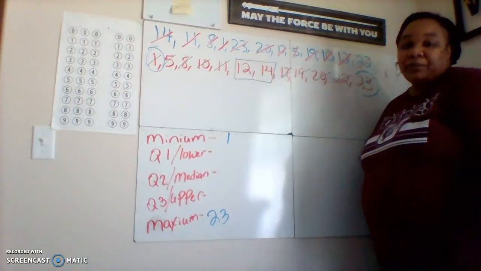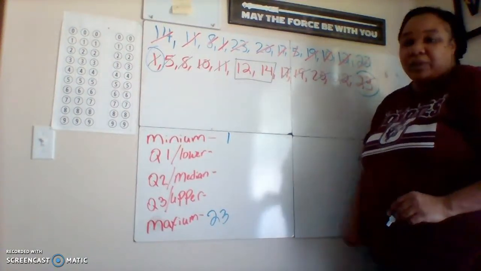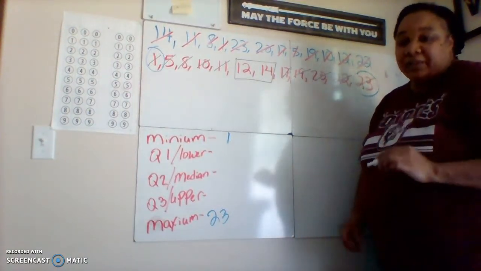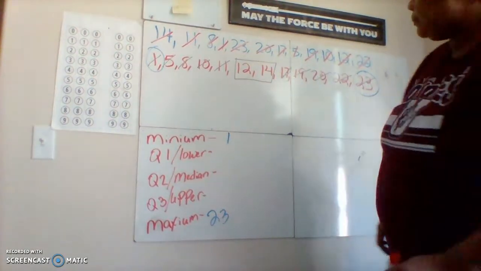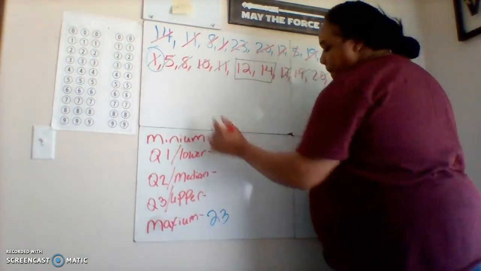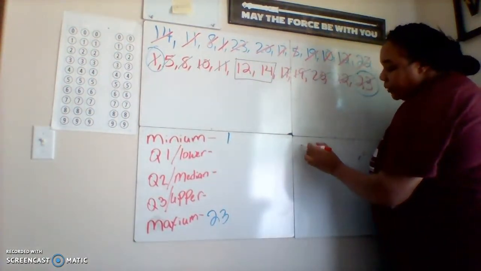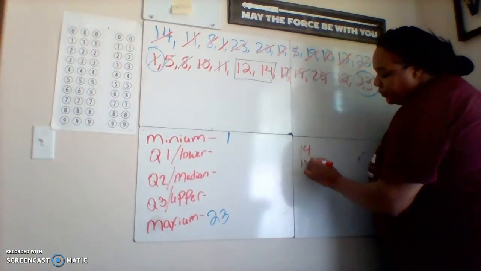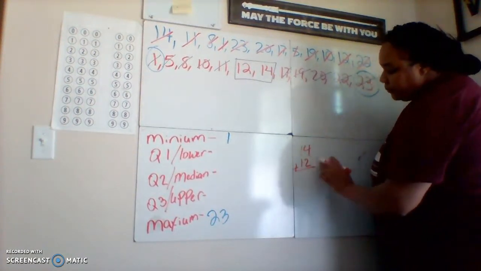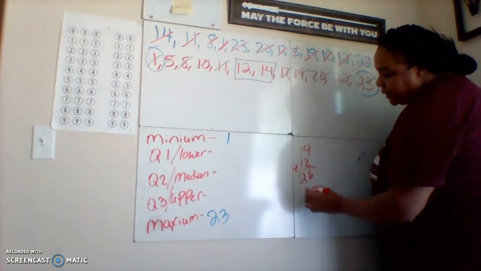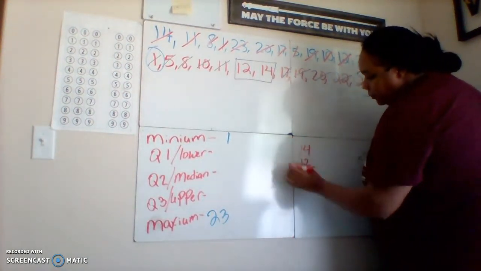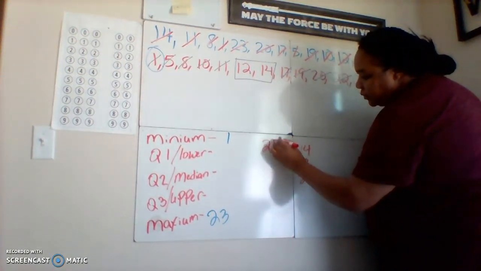Now how do we find our median? We're going to take these 2 numbers right here, add them together, and divide by 2. Are you ready for that? All right. I'm going to do it right here. We have 14 plus 12: 4 plus 2 is 6, 1 plus 1 is 2. That's 26. Put it right here. 2 divided into 26.